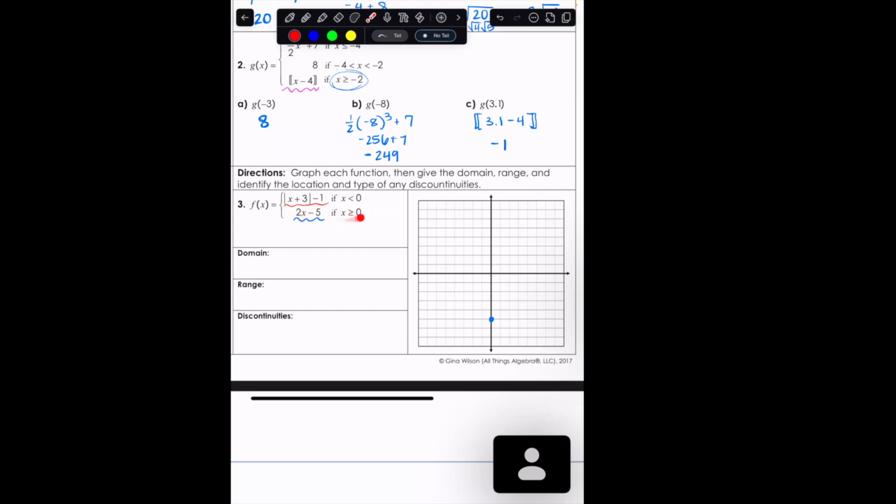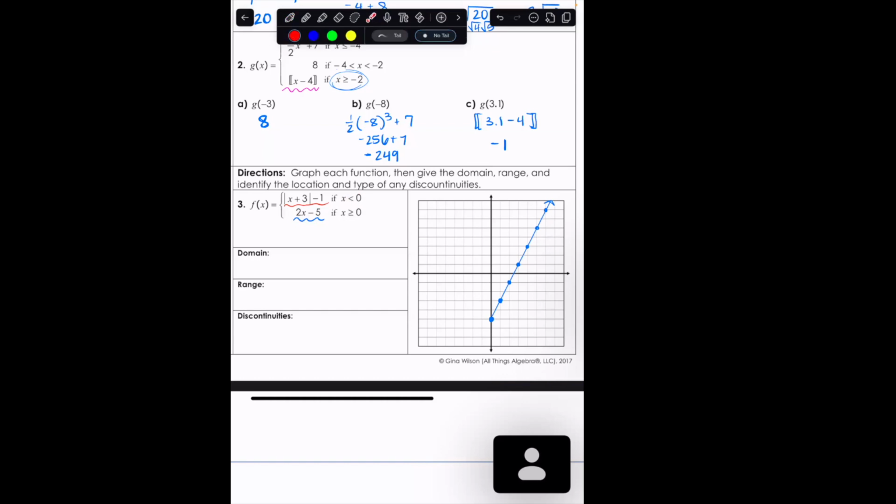You can continue to plug in values here to the right of 0, like 1, 2, 3. Or you can remember that this is just a linear function. -5 is the y-intercept. So 2 is the slope. So I can go up 2 over 1 and continue moving to the right. And then like so.